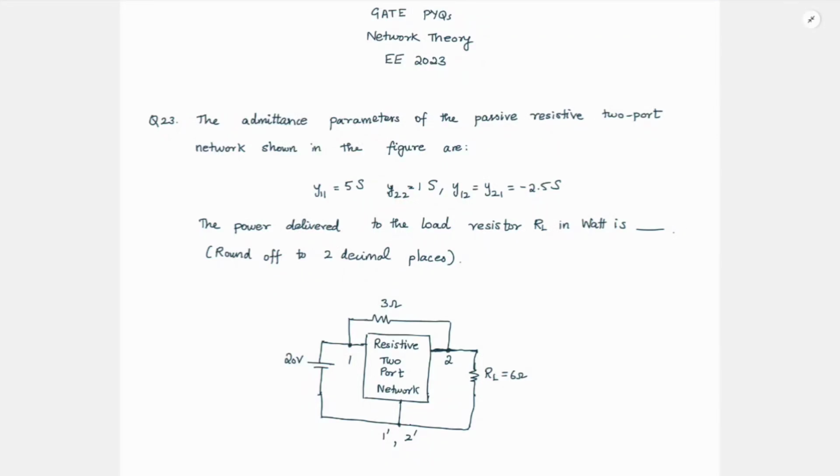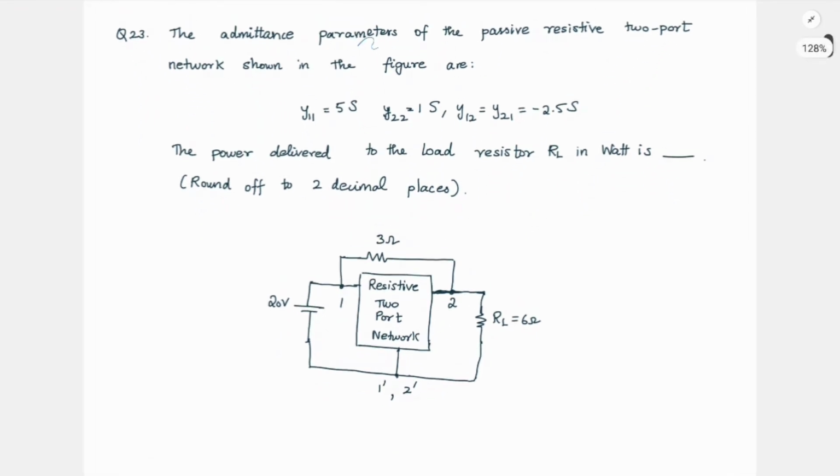Hello guys, welcome back. So here we have another question from GATE EE 2023 on network theory. In this question, the admittance parameters of the passive resistive two-port network shown in the figure are given. Here is the figure. We have a two-port network whose admittance parameters are given, and they're asking for the power delivered to the load resistor RL in watts.